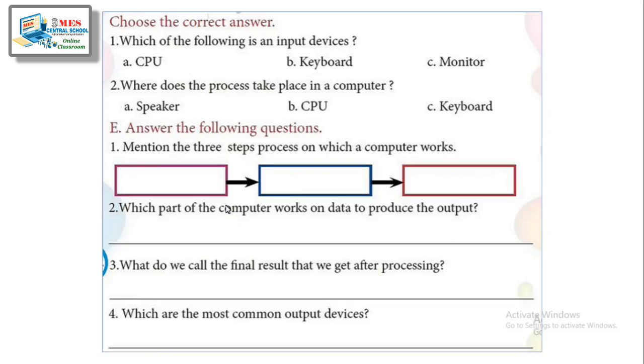Choose the correct answer. Which of the following is an input device? Among these three options, whether it is CPU, keyboard or monitor. The answer is very easy. Yes, the keyboard is an input device. Where does the process take place in a computer? Which one is the processing part of the computer: speaker, CPU, keyboard? Yes, it is the CPU.